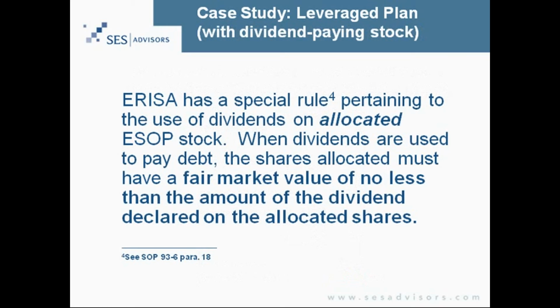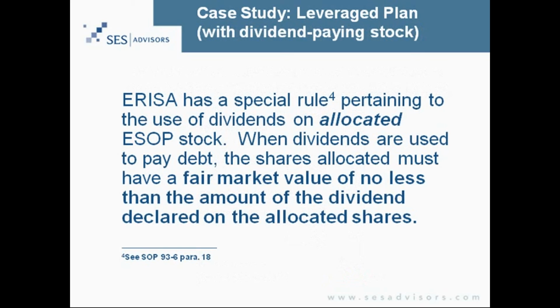ERISA has this rule pertaining to the use of dividends on allocated stock. Basically it says when dividends are used to pay debt, the shares allocated as a result of those dividends must have a fair market value no less than the amount of the dividend declared on the allocated shares. Now, this is important in a leveraged ESOP. Typically, the value drops. In our example, it declined from $100 to $60 and then to $65 in year 2. So intuitively, we'd expect to see an airball there.